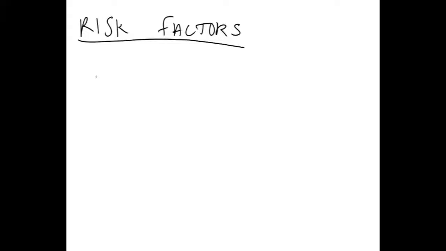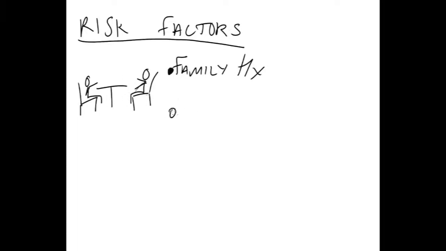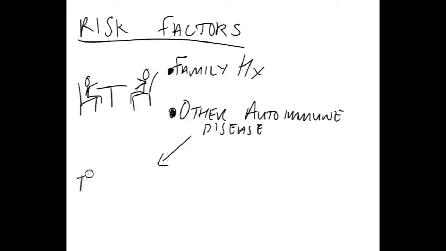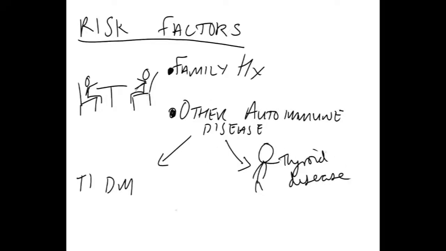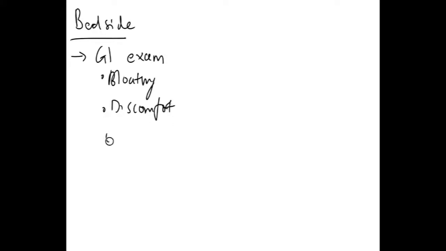Okay, so now on to risk factors. Basically, if you have a family history of celiac disease, you're more likely to get it. And so it's important to ask your family history when taking your history from the patient. Other autoimmune diseases like type 1 diabetes and autoimmune thyroid disease is important to note. When thinking about your bedside tests, you're going to want to complete a GI exam, and you're going to be looking for bloating, discomfort, dermatitis herpetiformis anywhere on the body, and if they have any obvious signs of weight loss. And of course, assess for pain.